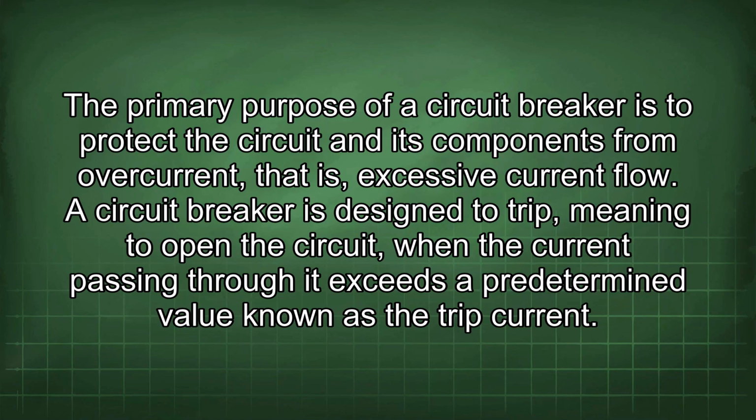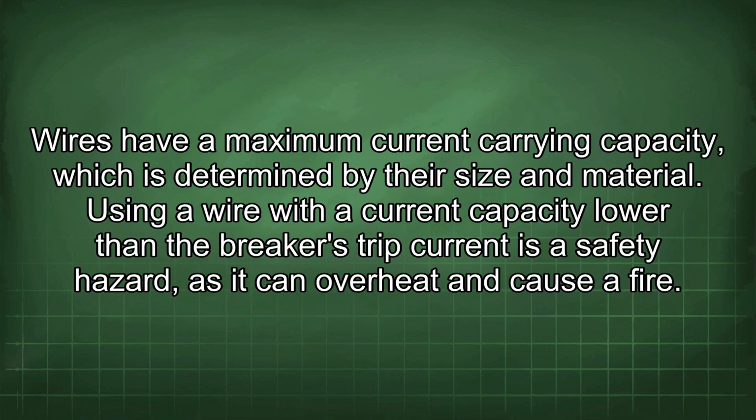The primary purpose of a circuit breaker is to protect the circuit and its components from overcurrent, that is, excessive current flow. A circuit breaker is designed to trip, meaning to open the circuit, when the current passing through it exceeds a predetermined value known as the trip current. Wires have a maximum current carrying capacity, which is determined by their size and material. Using a wire with a current capacity lower than the breaker's trip current is a safety hazard, as it can overheat and cause a fire.